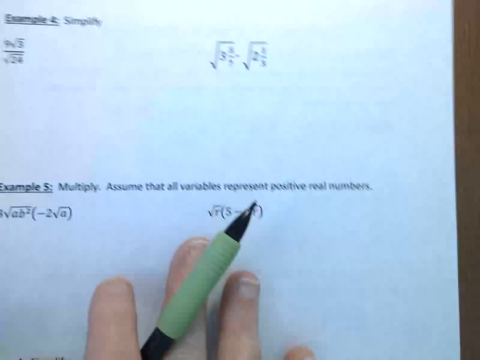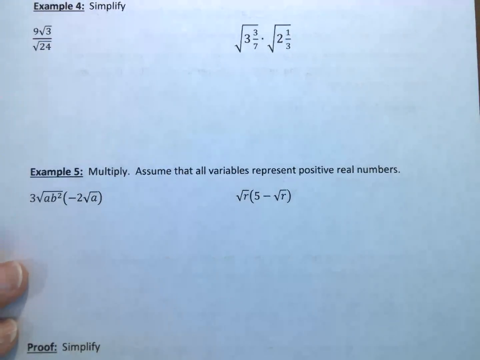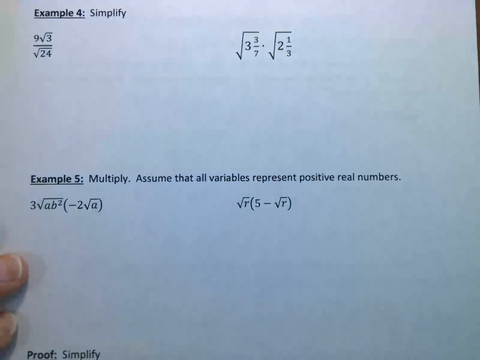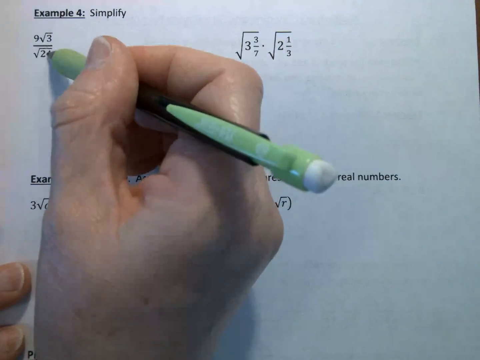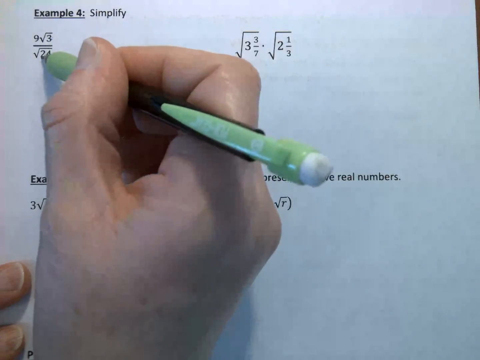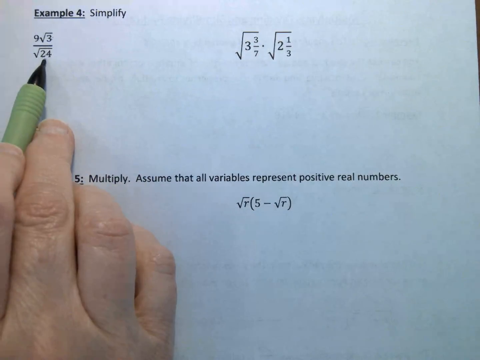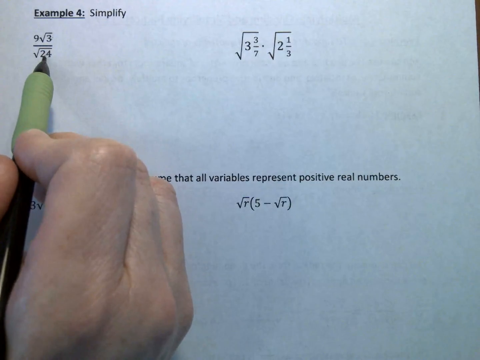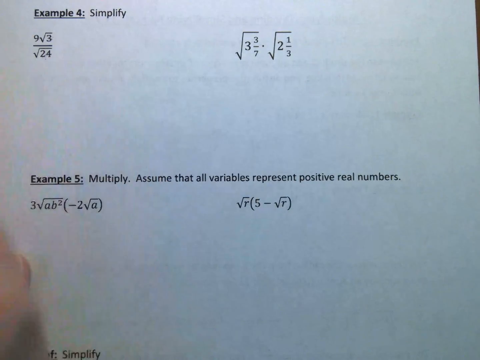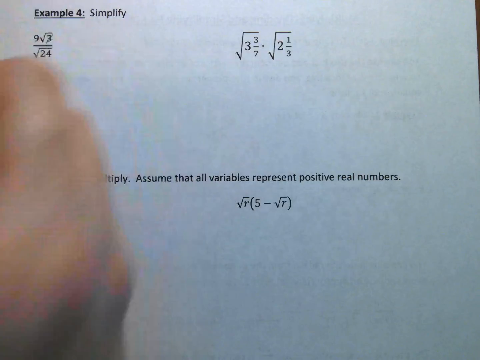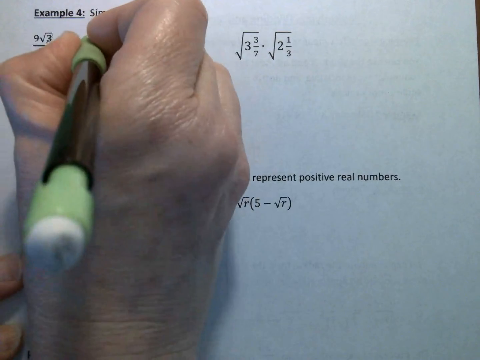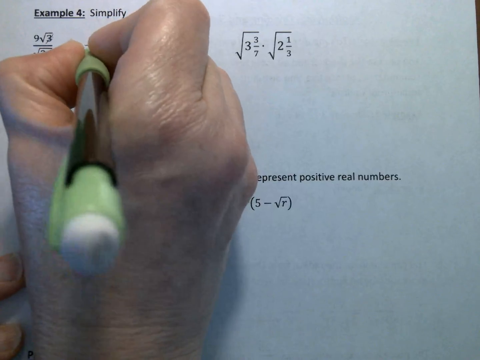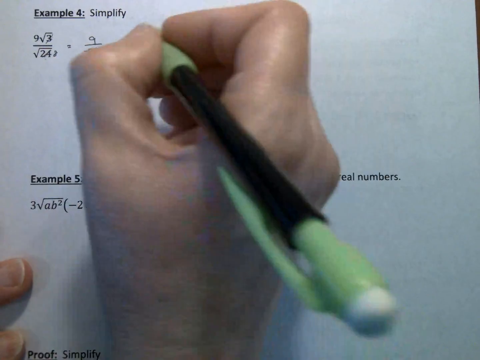All right, let's look at some more. These are fun. All right, so if I look at this, the 3 and the 24, because they're both under radicals, I can treat them as I would a regular fraction. And 3 over 24, I can simplify. They have a common factor of 3. So I can factor out the 3 here. 24 divided by 3 is 8. So this is the same as 9 over the square root of 8.